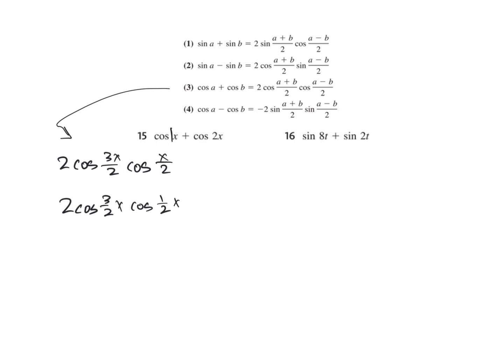Okay? And 16, sine plus sine. That's back to number 1. So 2 times the sine of the 2 added together, 10t over 2 is 5t, times the cosine of the 2 subtracted. 8 minus 2 is 6t over 2 is 3t.